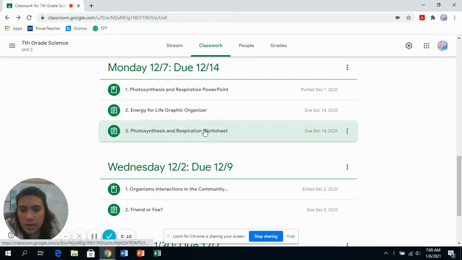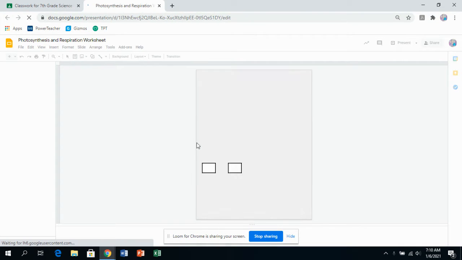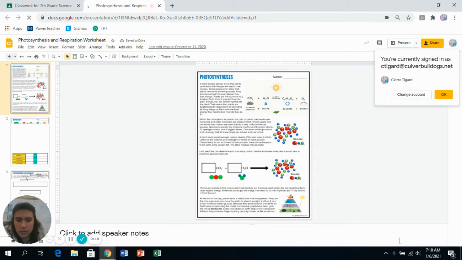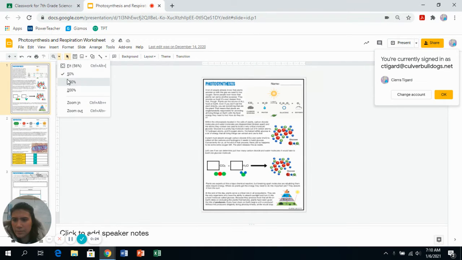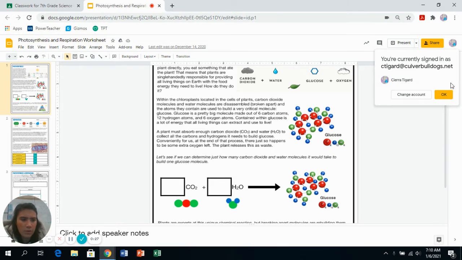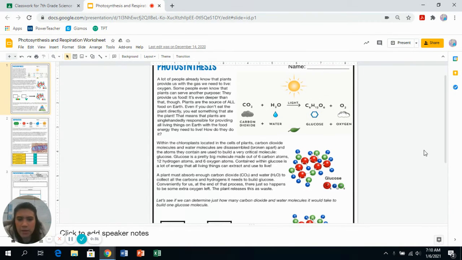So we're going to go ahead and click on it, and I'm going to open up a new one. Obviously, you will open up your own copy. I'm going to make it a little bigger so we can see it. Okay, so first, what you are going to do is you are going to read these paragraphs.